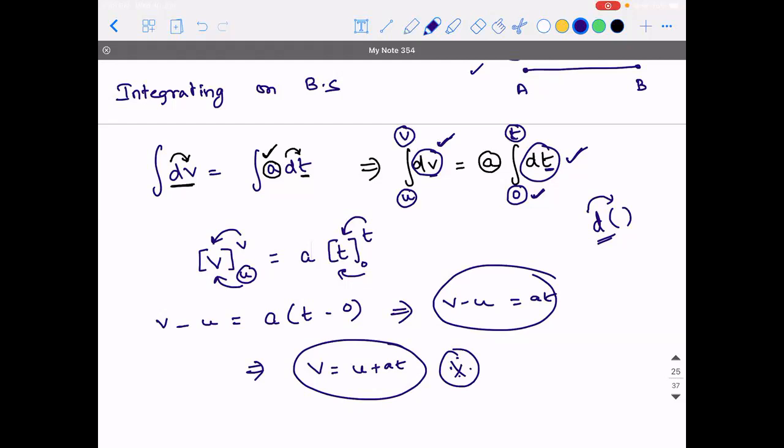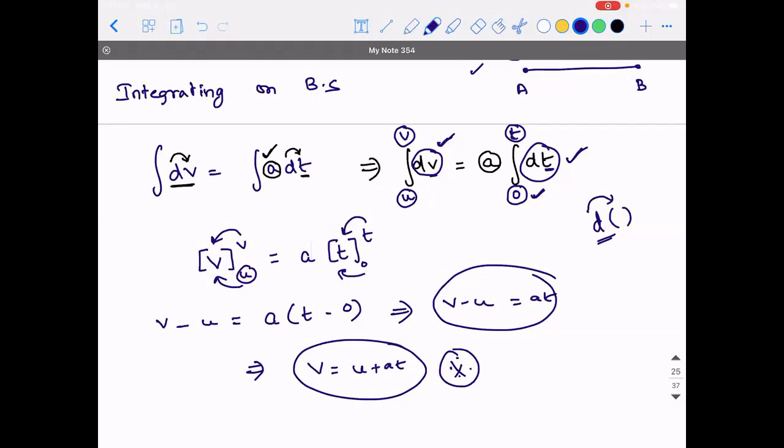Okay, sir. But both the limits should be equal, sir. No, they should be related. I never said equal. For the initial instance and the final instance, we are trying to calculate the velocity parameter.